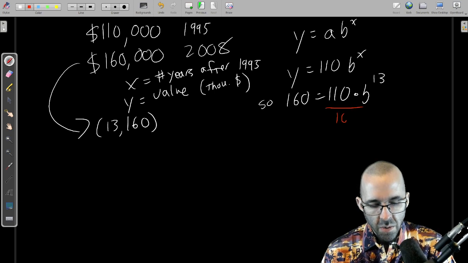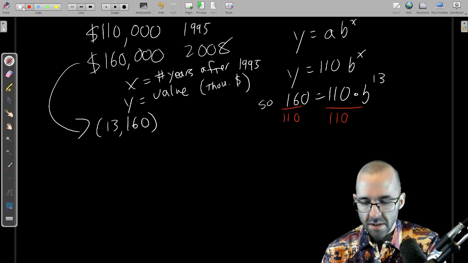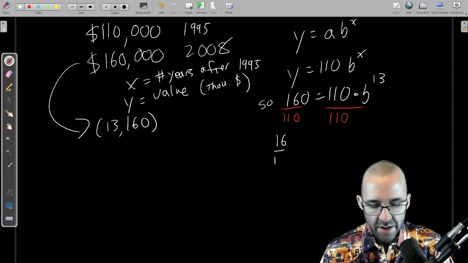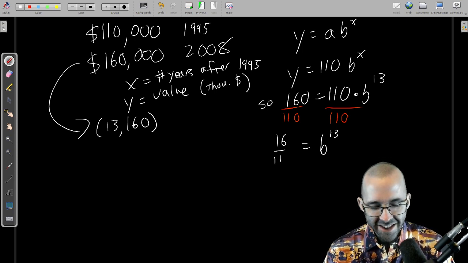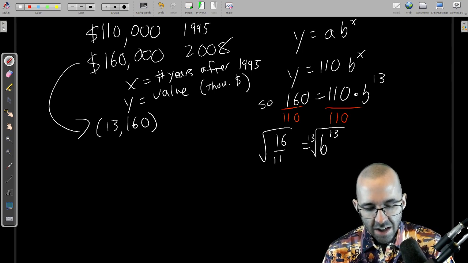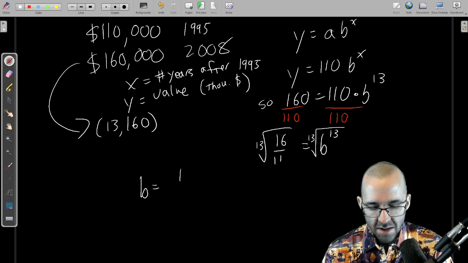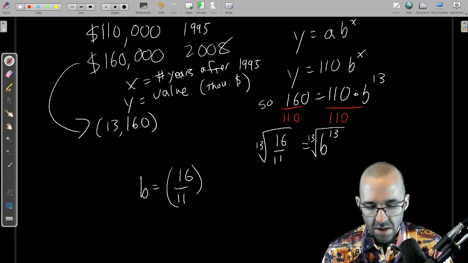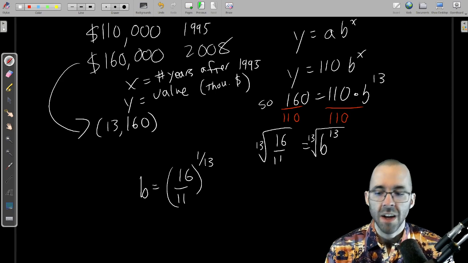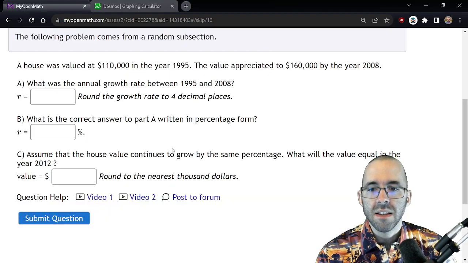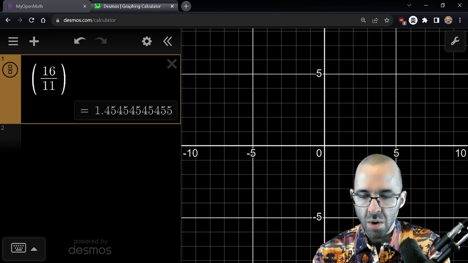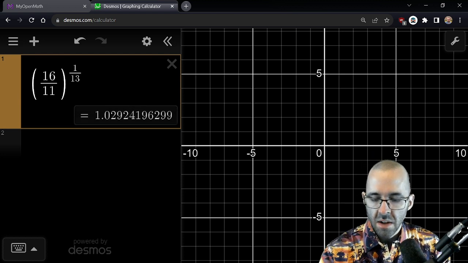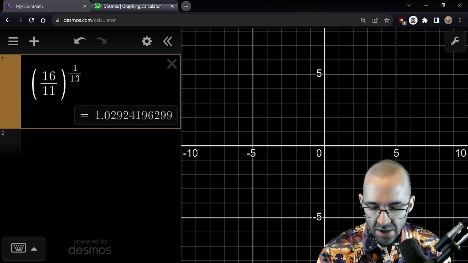To solve for B, we need to divide both sides by 110. When we get that, we get 16 over 11 is equal to B to the 13th power. Now we can take the 13th root of both sides. And remember, that's the same as raising 16 over 11 to the exponent of 1 over 13. We can use a calculator for this. 16 over 11 raised to the 1/13th power, 1.02924.